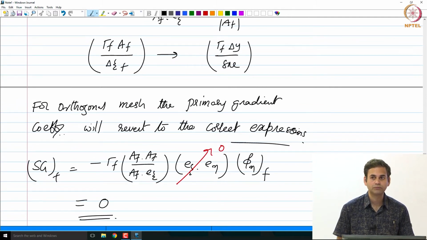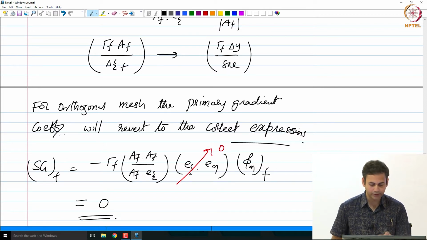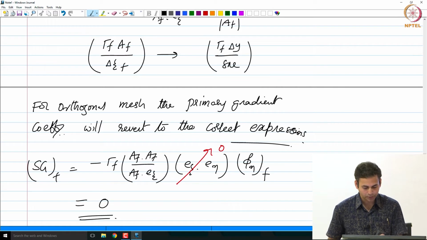Questions? Yes. We will revert to the correct expressions, essentially right expressions for orthogonal meshes.